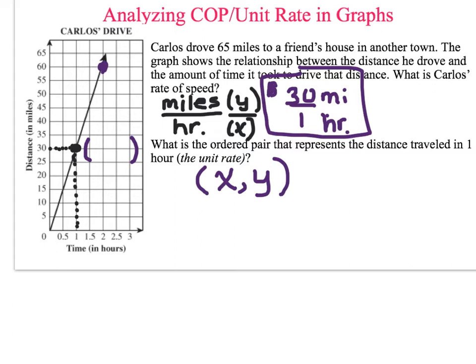So my x value is 1, and my y value was 30. So an ordered pair is basically backwards, or the opposite way you would write the constant of proportionality. All ordered pairs on a graph are written as x, comma, y. So when we're writing the unit rate, it means x is always 1. So the unit rate ordered pair will always have a 1 in the x value.